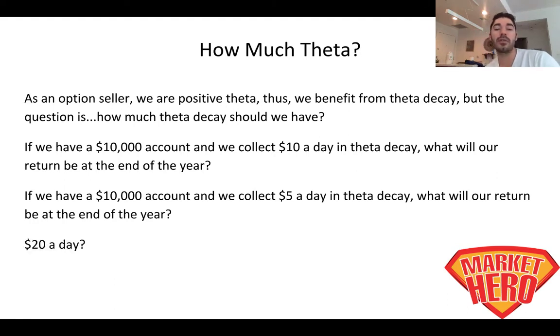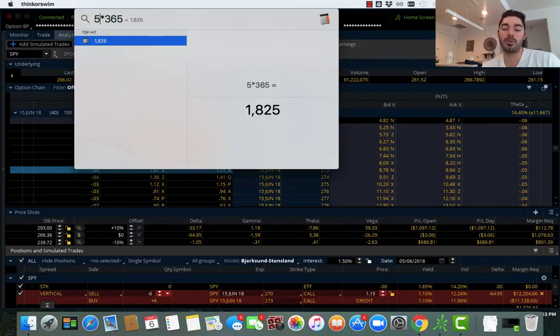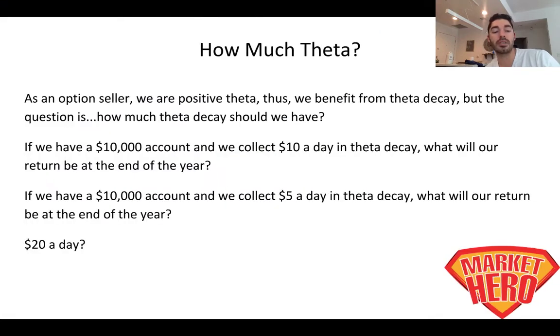So what about if we brought in $20 a day? Ask yourself, what would that return on that $10,000 account be at the end of the year? Well, again, it's a very straightforward math formula. We would bring in about $7,300 for that year, while we have that account of about $10,000. And the way that works out is that obviously we're bringing in $7,300 on a $10,000 account, so we expect to have about a 73% return.